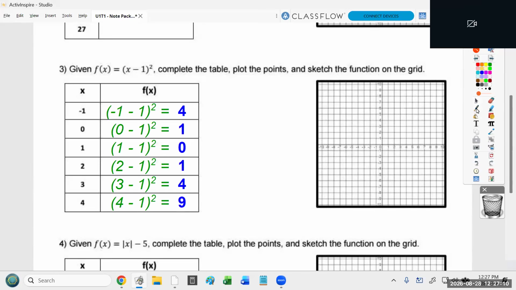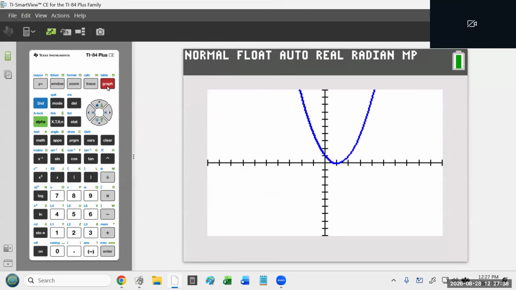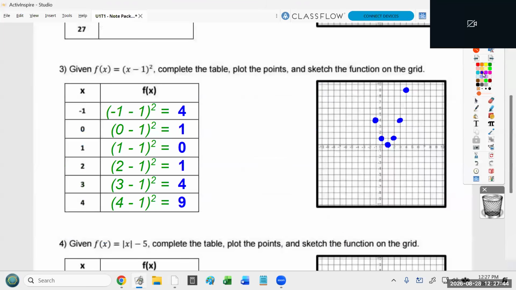Okay, so now I'm going to graph these points. First point is -1, 4. Second point is 0, 1. Third point is 1, 0. Then I've got 2, 1. I've got 3, 4. And then I've got 4, 9. And if I'm ever confused about what I'm supposed to be drawing, I go back to my calculator, I hit graph, and I go, oh, okay, it's just a U that goes through those points. Okay, and I just draw a curve, like a giant U that goes through those points.